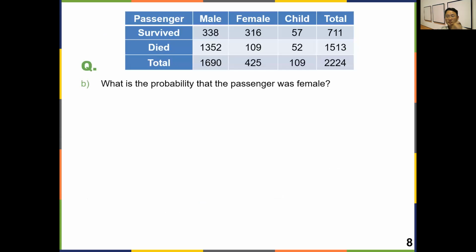This next question. If you select one person, what's the probability that that passenger was a female? Female adult. So how many of them female altogether? You see it, right here. Out of total how many? Right there. So 425 divided by 2,225, just like that. So about 0.191.